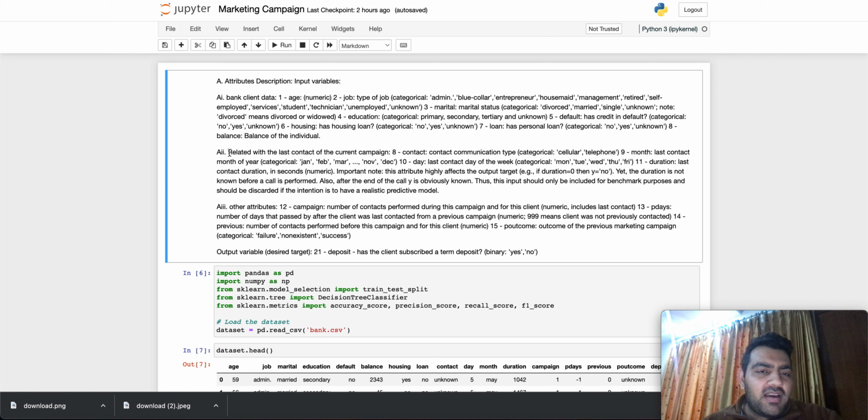Then there are other features, like the last time what we offered to this customer, how much, which month we offered it, which day, and what was the duration of the call. We also have attributes like the campaign's number of contacts performed for this client, then pdays, poutcome, and last we have the output variable. The desired target is the deposit, so when we marketed this scheme to the particular customer, whether they said yes or no.